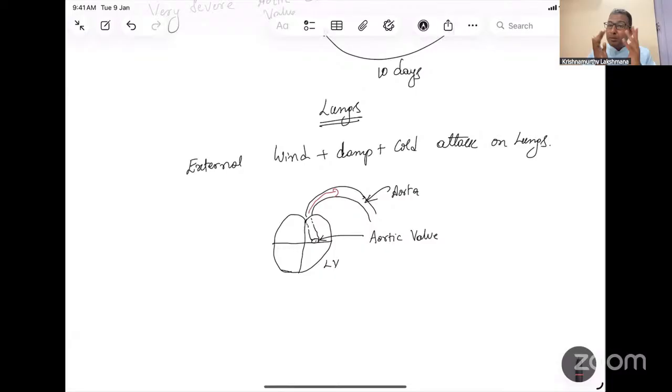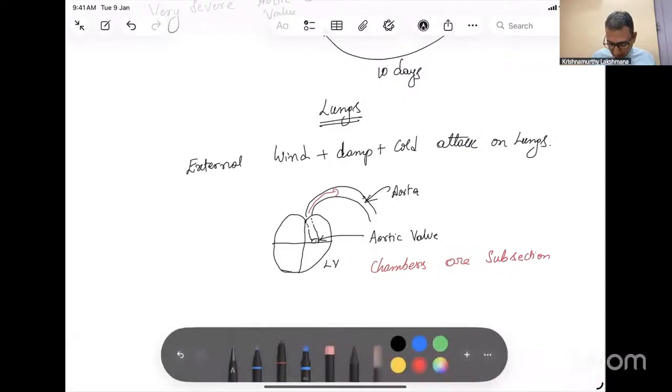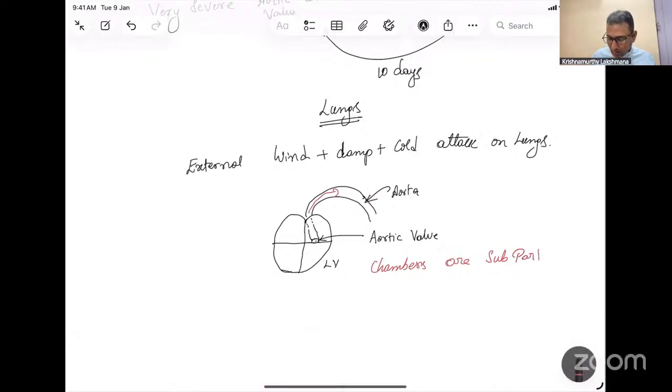So this pressure building activity is happening in the chambers, which are a subsection, a subpart of the heart. But there is one organ which mainly does this, building the pressure. Which is that organ?